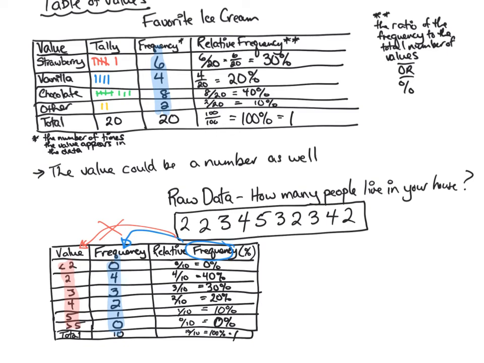Last thing, and this probably should have come at the beginning, but a table of values and a frequency table is the exact same thing. You don't always have to have a tally column, but generally you have the value, the frequency, and the relative frequency, so some people call it a frequency table.